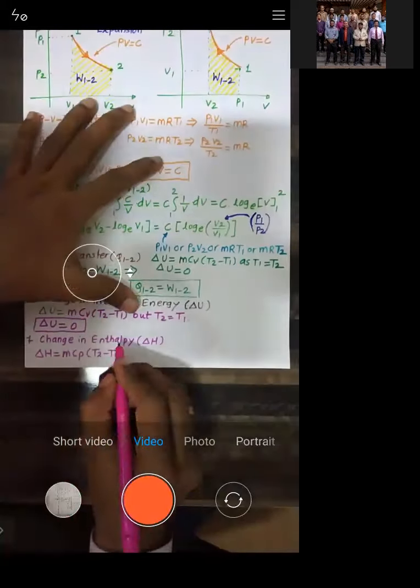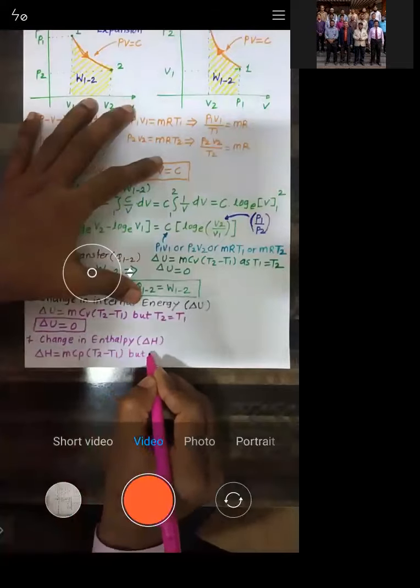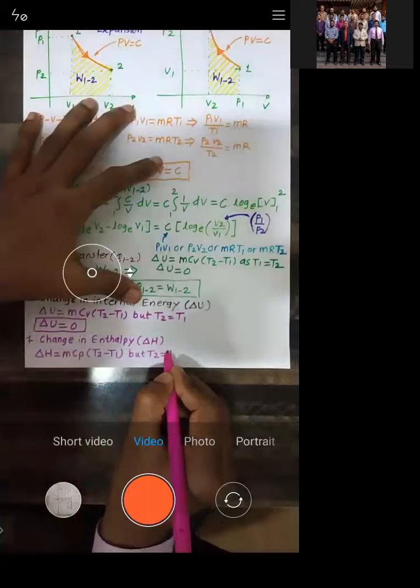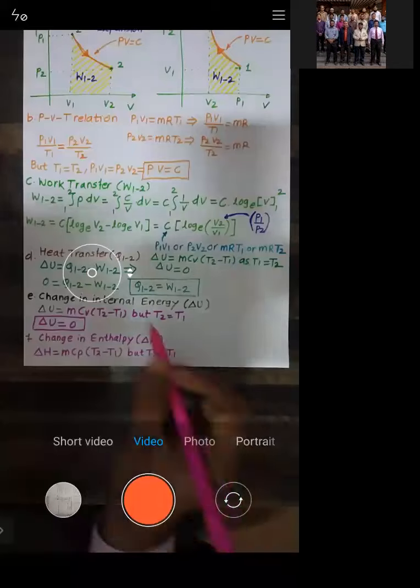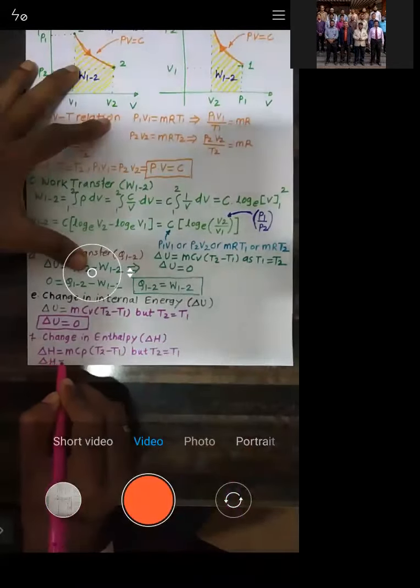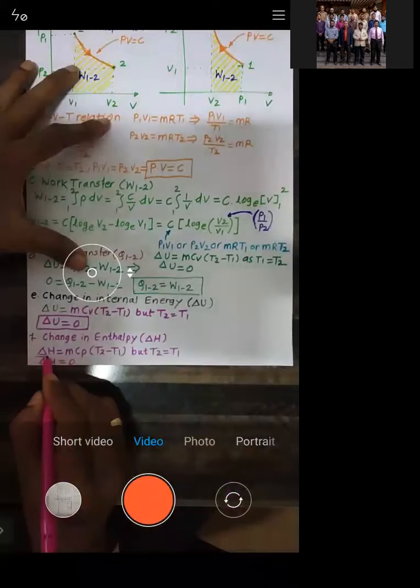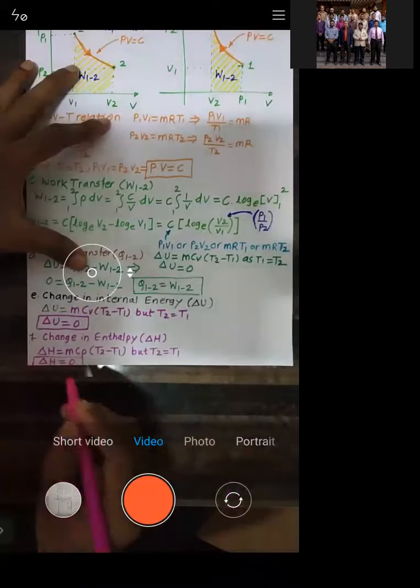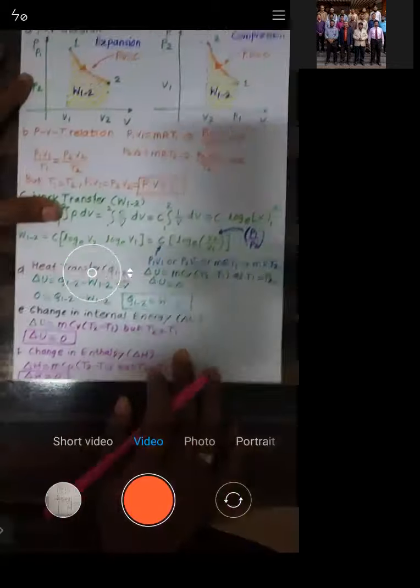But again, the temperature is the same. T2 is equal to T1. You can see the temperatures are the same. So the change in enthalpy is equal to 0. Yes or no? Let me know. Is it okay, all of you? So the change in enthalpy is again 0. Clear?